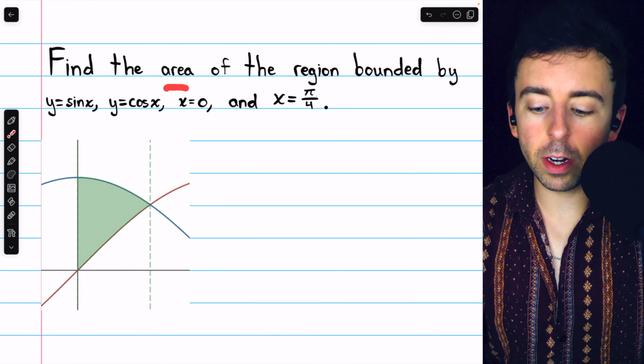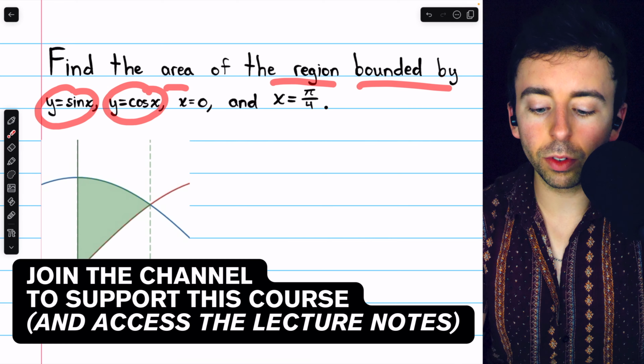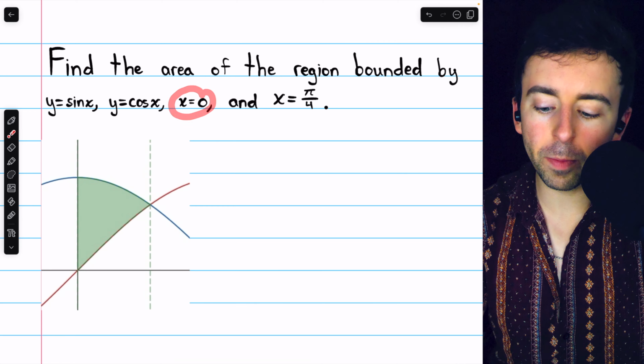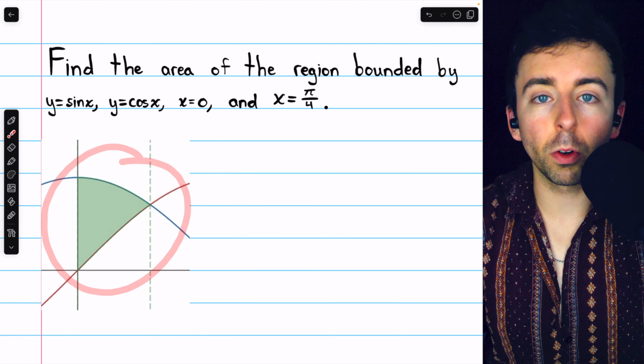Let's find the area of the region bounded by y equals sine x, y equals cosine x, x equals 0, and x equals pi over 4. Here we have a picture of that region.